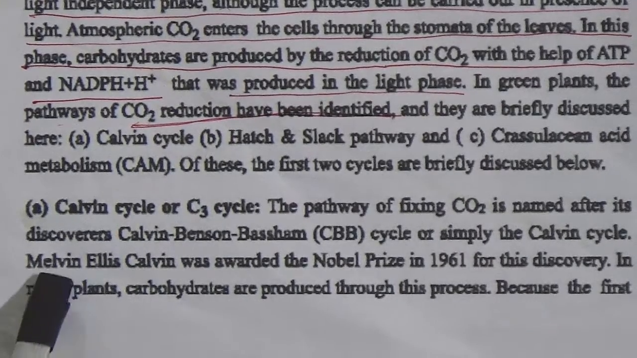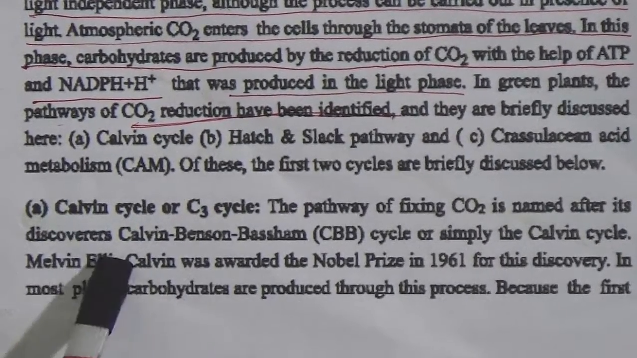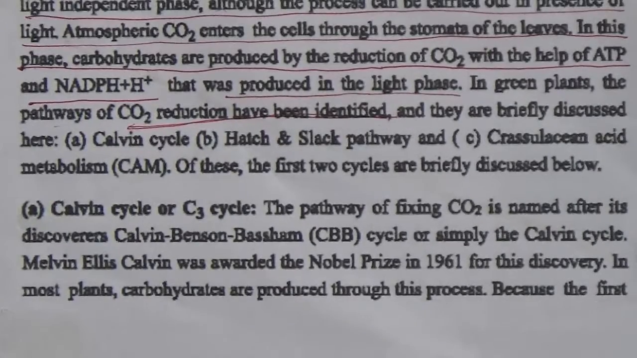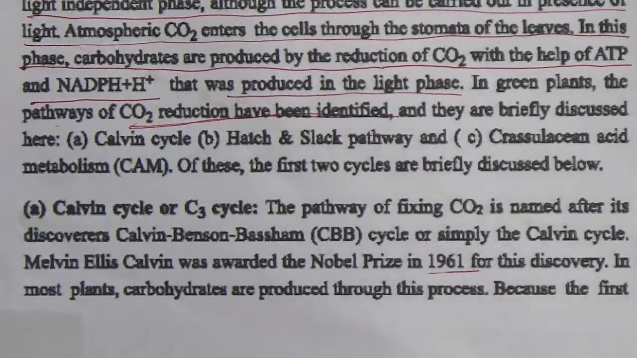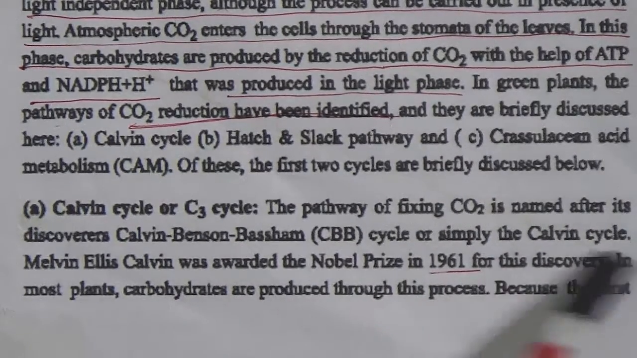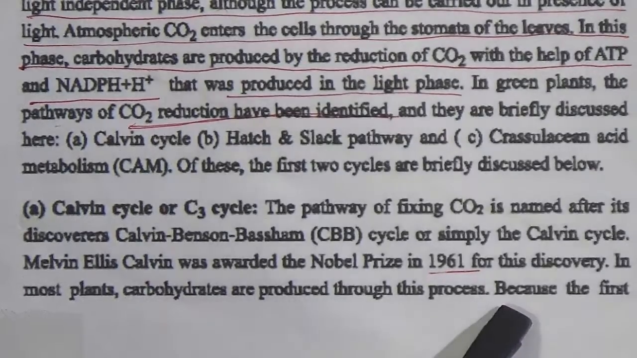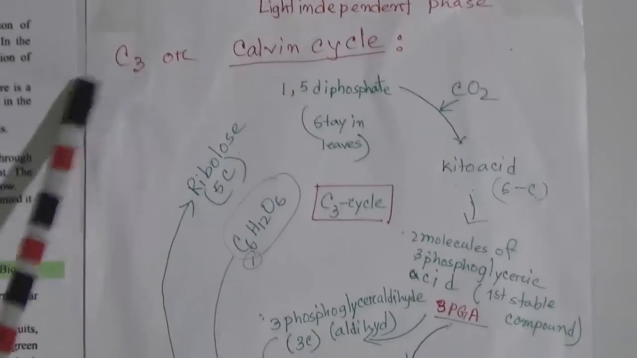Melvin Ellis Calvin was awarded the Nobel Prize in 1961. This year is also very important for your MCQ. For this discovery: in most plants, carbohydrates are produced through this process. Now come to the Calvin cycle. After the light dependent phase, most plants show the C3 cycle, or Calvin cycle.